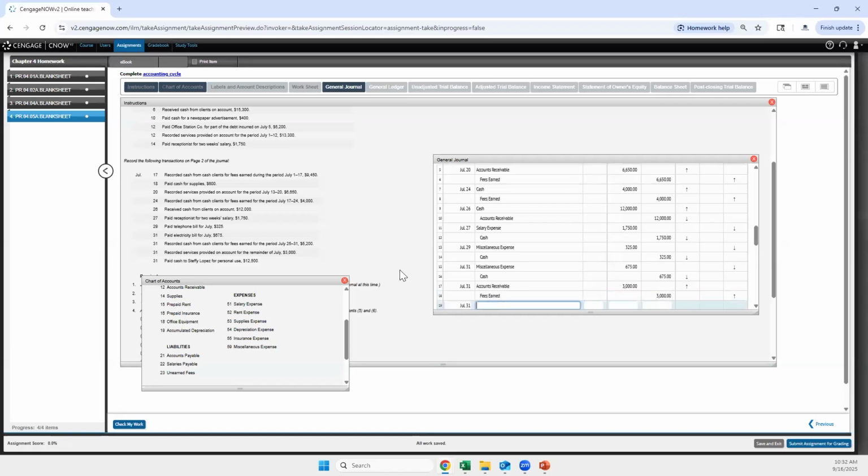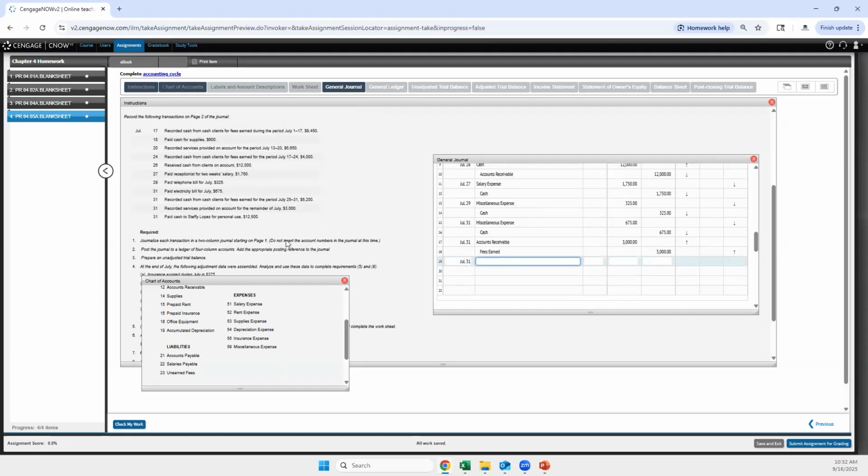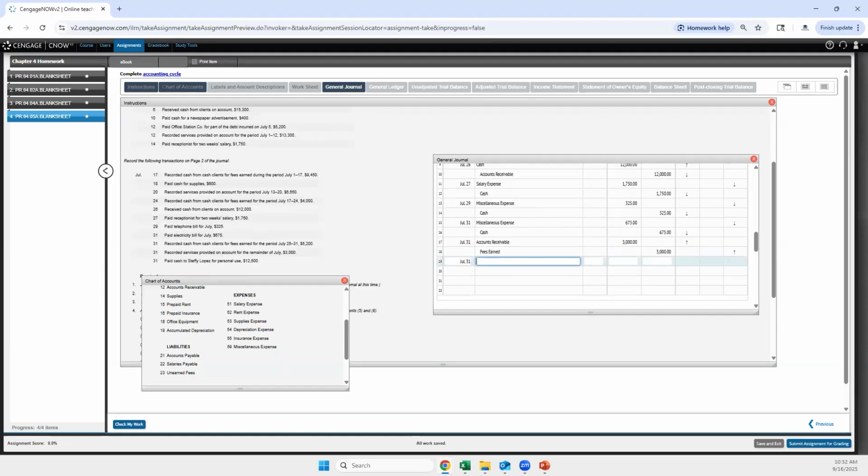July 31st, paid cash to Steffi Lopez for personal use. Steffi Lopez, as you remember from the problem description, is the owner of this business. So she is owed the earnings, which is going to be an owner's drawing. So Steffi Lopez drawing is going to be our debit because that reduces owner's equity, and then cash is our credit because it reduces cash.